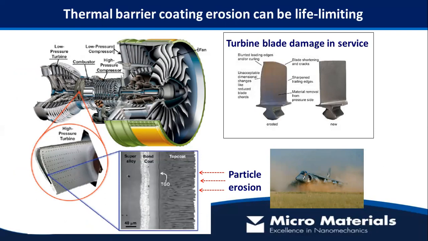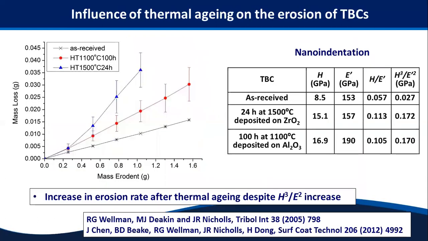microstructure. So this is a very nice example from the aerospace industry. In a jet engine, a TBC system to protect the superalloy from very high temperatures is subjected to particulate erosion, particularly in dusty environments. And this can lead to dimensional changes in the turbine blades, which can decrease engine efficiency and even ultimately lead to engine failure. So this is an important area for Rolls-Royce, and they've been looking at this for some time. And in this example, they've been looking at the effect of thermal aging on the erosion performance of these different TBC systems.